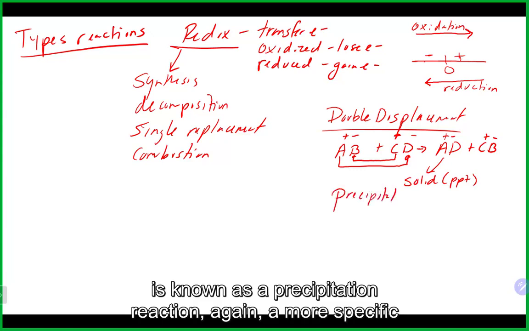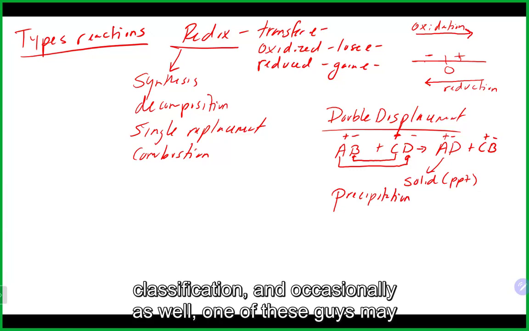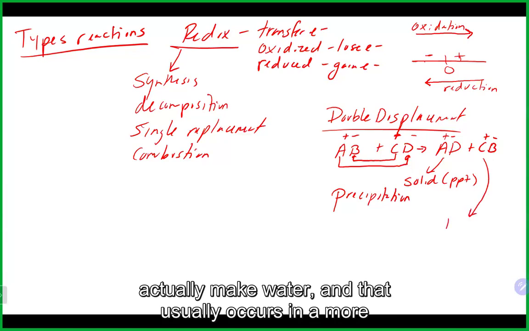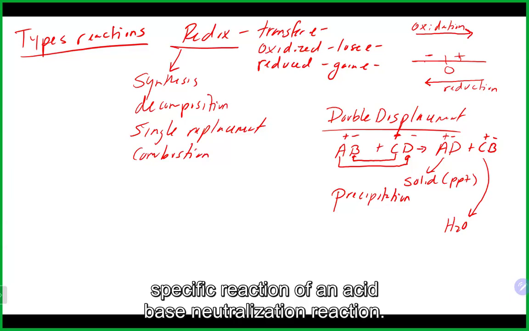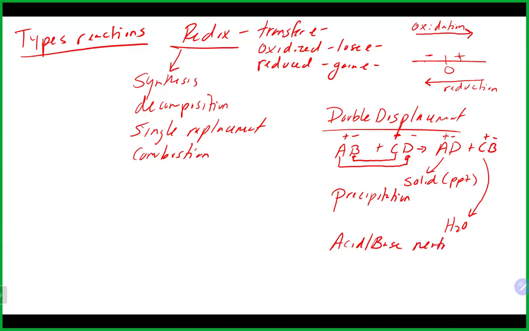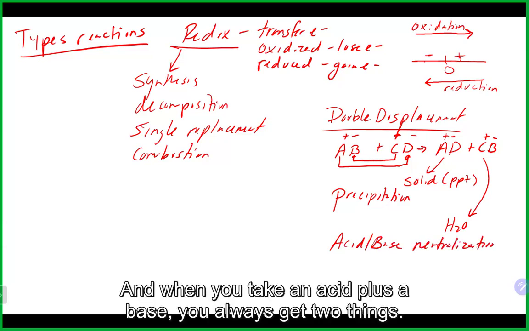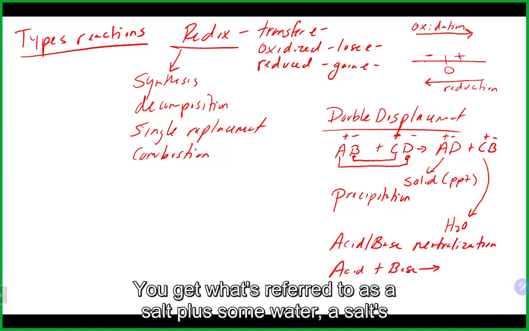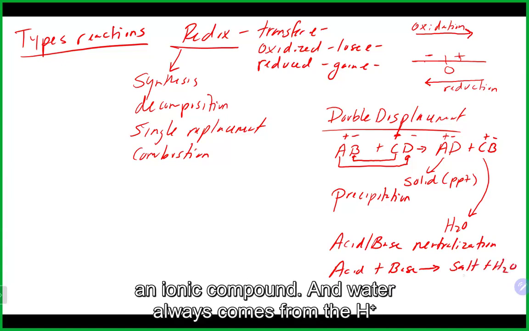Again, a more specific classification. And occasionally as well, one of these guys may actually make water. And that usually occurs in a more specific reaction of an acid-base neutralization reaction. And when you take an acid plus a base, you always get two things. You get what's referred to as a salt plus some water. A salt's an ionic compound.